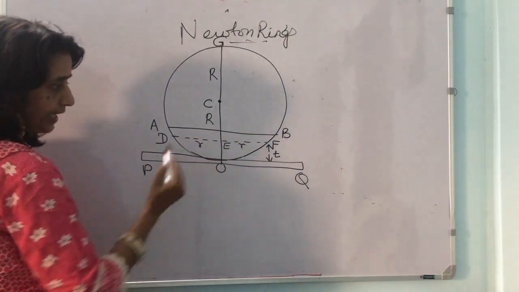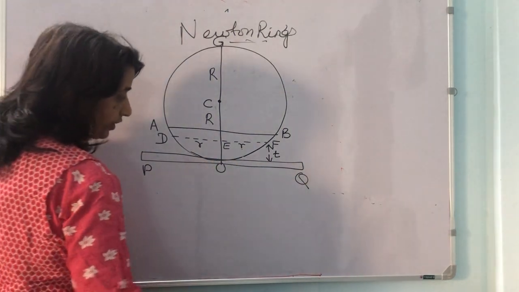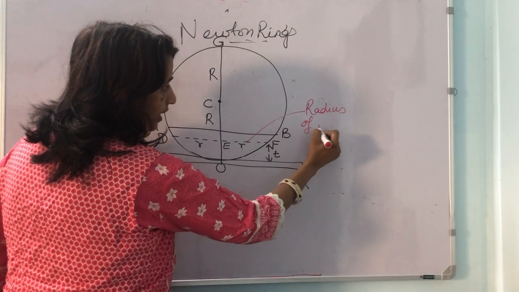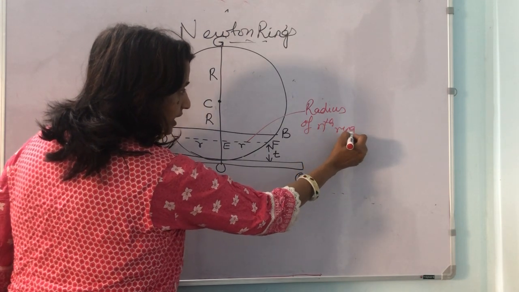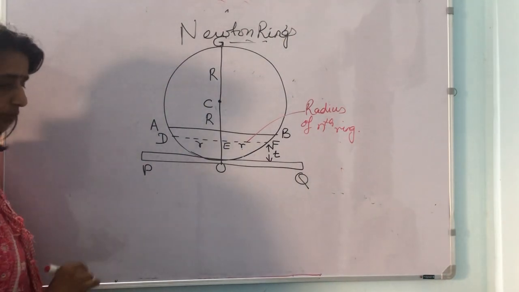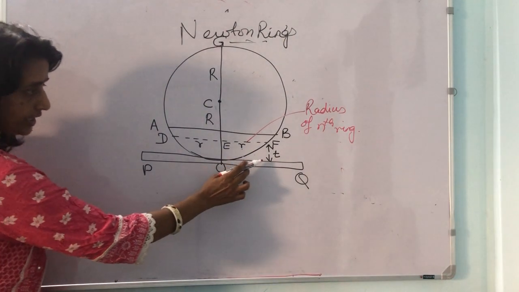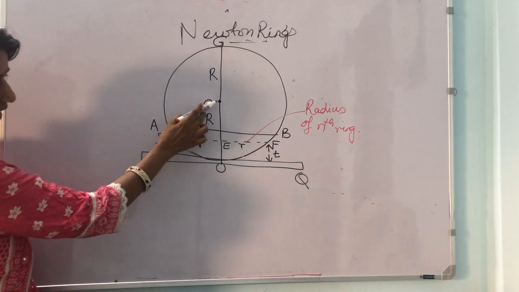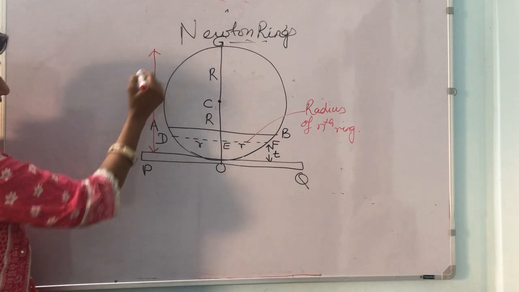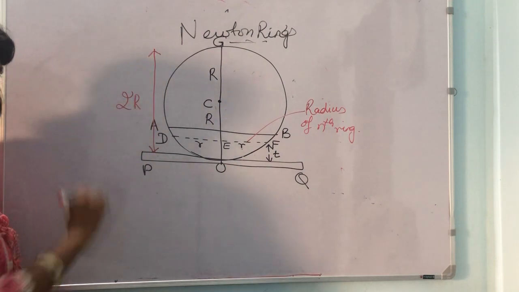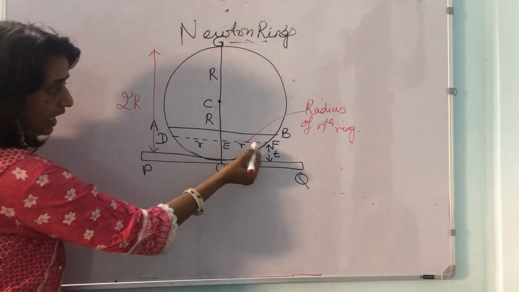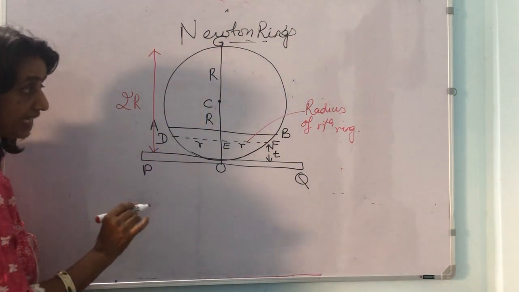This r is the radius of the nth ring, or whichever ring you want to consider. Suppose we are taking only one ring into consideration while we are deriving our expression. So see, this is T, this is R, this is R. So this total distance is 2R, twice the radius of this big circle. Small r is the radius of the nth ring.